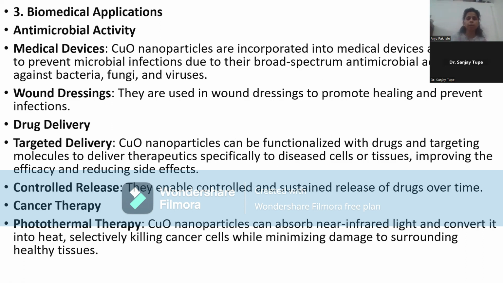Copper oxide nanoparticles can be functionalized with drugs and targeting molecules to deliver therapeutics specifically to diseased cells or tissues, improving efficiency and reducing side effects. Controlled release: they enable the controlled and sustained release of drugs over time. Cancer therapy, photothermal therapy: copper oxide nanoparticles can absorb near infrared light and convert it into heat, selectively killing cancer cells while minimizing damage to surrounding healthy tissues.